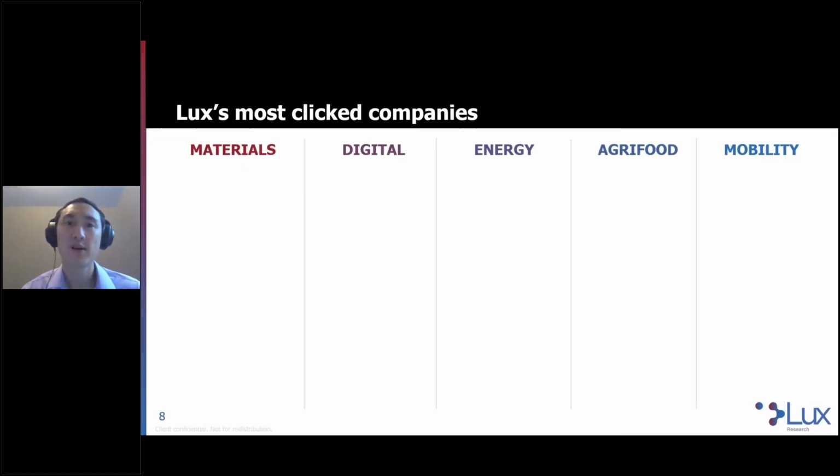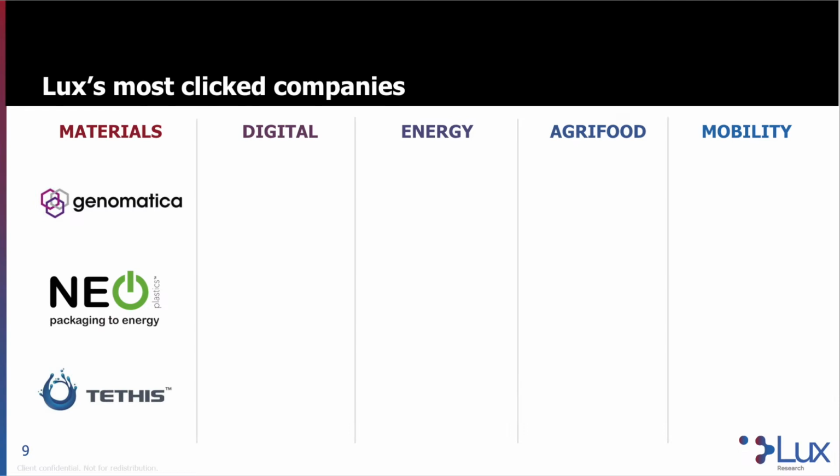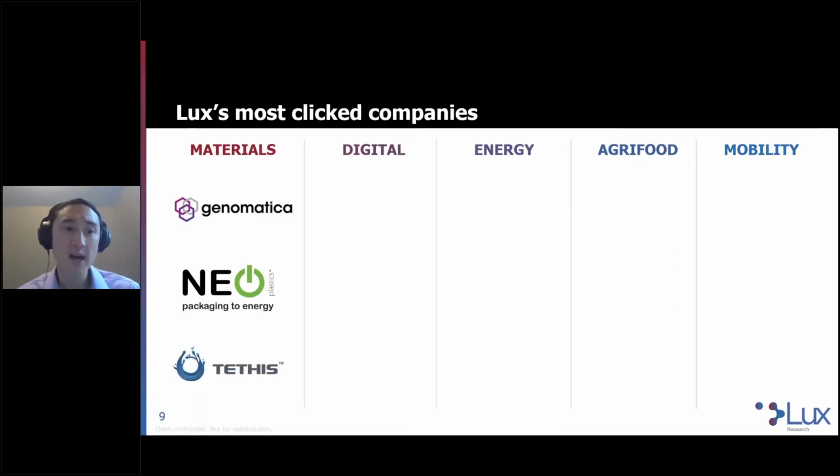I talked about digging into the platform data. One of the first places we can start is what companies garnered the most interest from our client base. On the material side, the big thing here is a bio-based theme. Genomatica and Tethys are both bio-based materials companies. Neoplastic is certainly adjacent to the biomaterial space in that it creates an additive to break down plastics into biogas. So again, this bio-based theme.